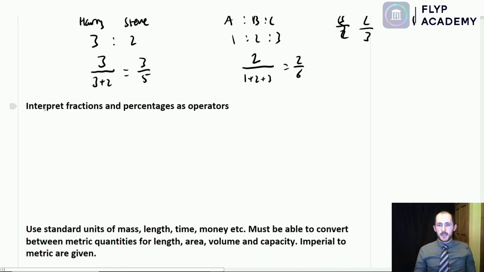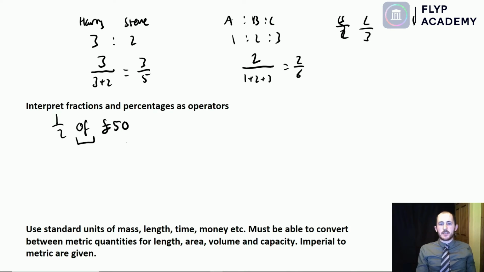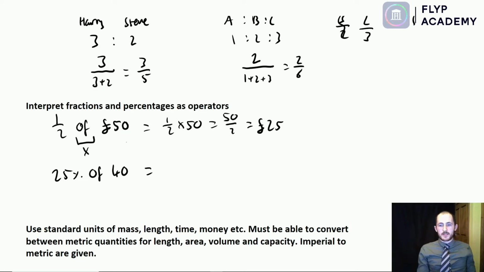The next part is interpreting fractions and percentages as operators. So if I say half of £50, you should be able to recognize that this thing here is an operator. So what I mean is I'm actually applying this. So half of means multiply. So it just means I'm doing a half times 50. So 50 over 2, £25. In the same way, if I say 25% of 40, you should be able to tell me what that answer is.